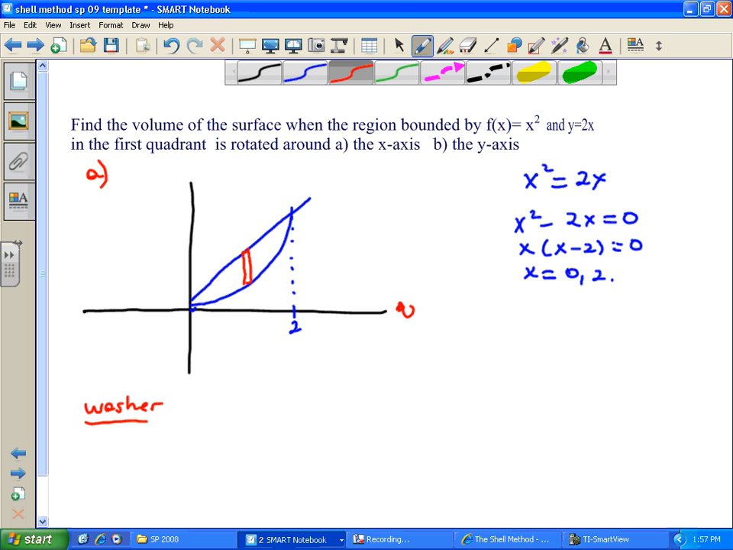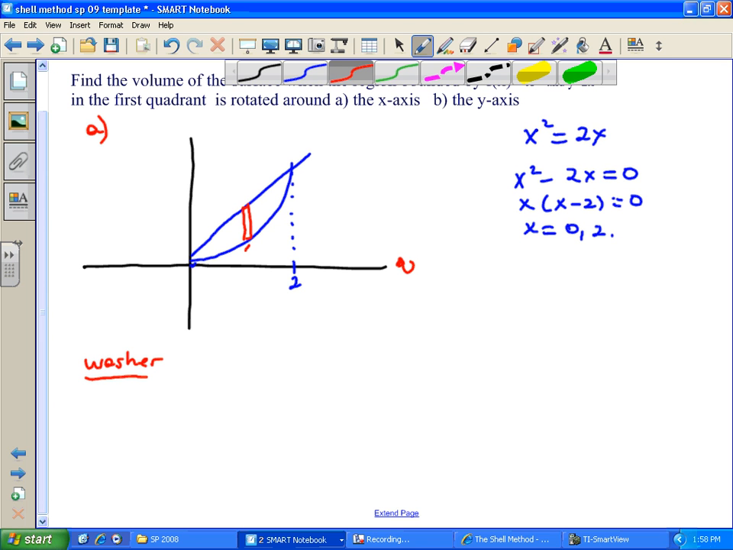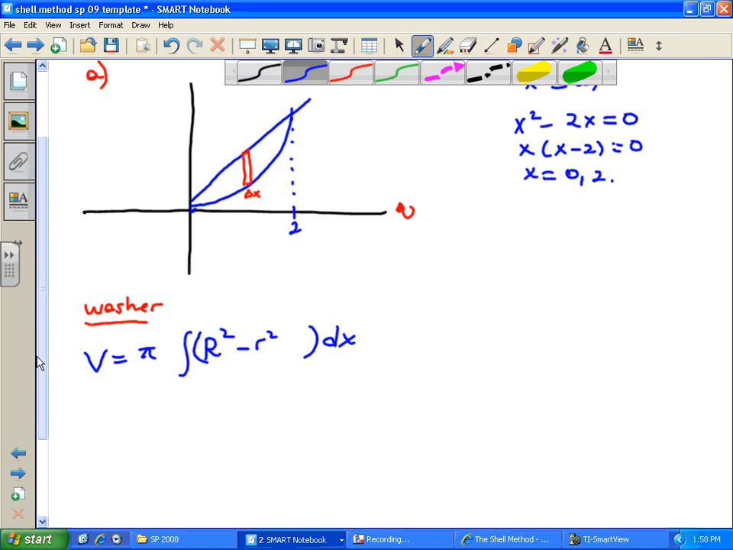Now, I've noticed a lot of you try to set it up with the shell method. So I will also come back and set up the same problem with the shell method, so you can check your answer that way also. Okay. So with the washer method, how would I set this up? The thickness is delta x, and according to the washer method, volume equals pi times integral of big R squared minus little r squared, in this case dx. And limits are 0 to 2 because they're coming from the x-axis.